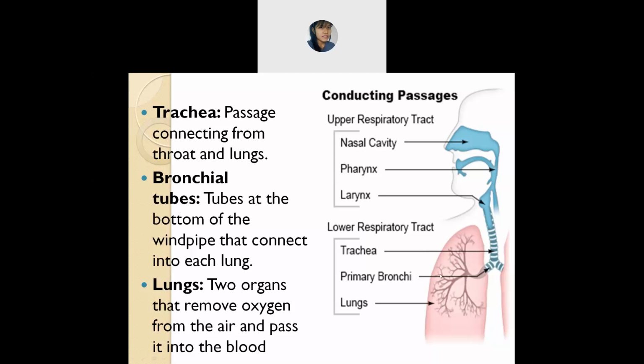Next is lungs. So how many lungs do you have? Two lungs. In the lungs, what happens is they remove oxygen from the air, and then it goes into the blood. Understand? You have got two lungs, and they remove oxygen from the air, and afterwards it goes into the blood.